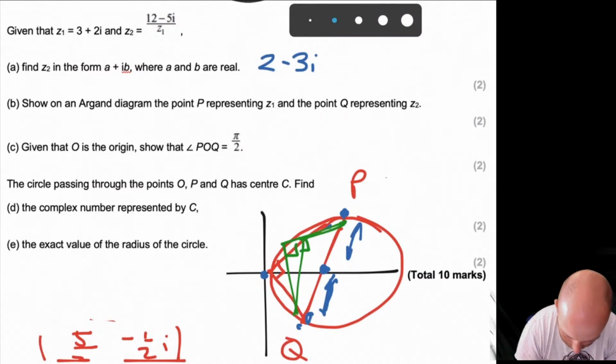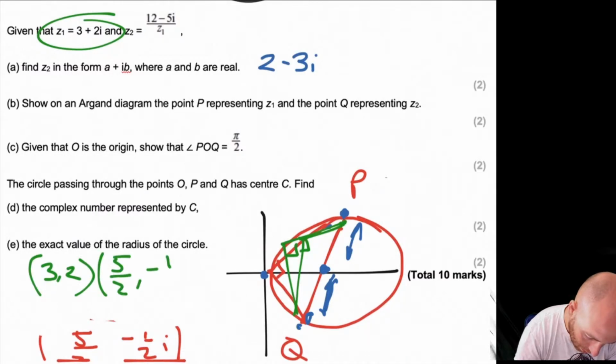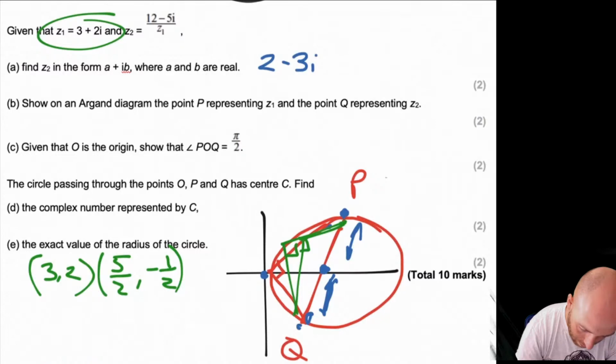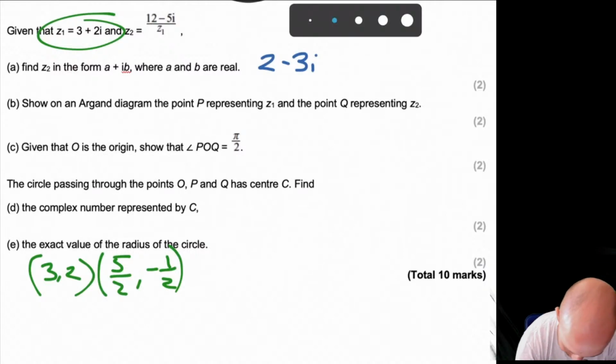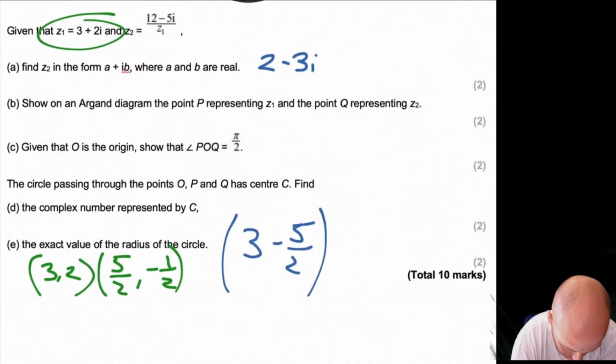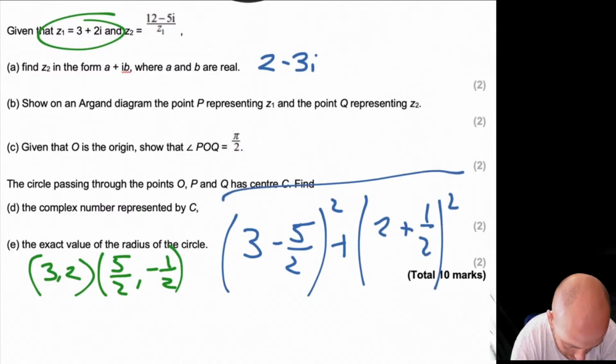So, this in green, what we got? P was z1, okay. So we got 3, 2. And we've got 5 over 2 minus a half. I've got chat open now so I can see what you guys say. So yeah, radius of this one, 3 minus 5 over 2 squared plus 2 plus a half squared, all square rooted.